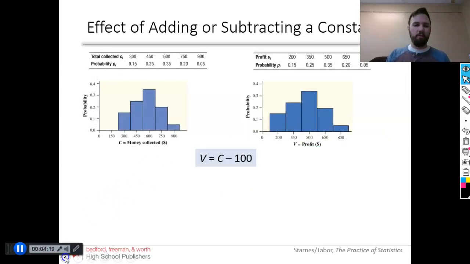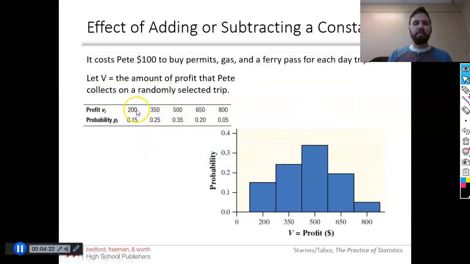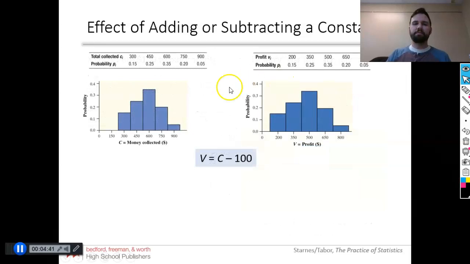So V is the amount of profit he makes. His profit is each of the numbers we had they charged, minus 100. So this is the probability graph of his profit, not his revenue. There's a difference. The big thing I want to see is how do they compare. Here's our original, and here's our new one. Well, this one looks more spread. This is a bad representation, but you guys can kind of see it.